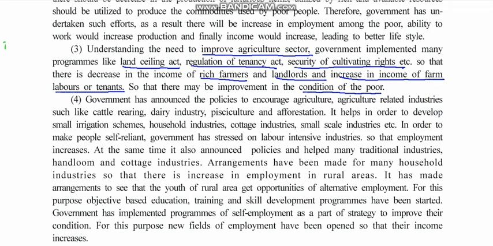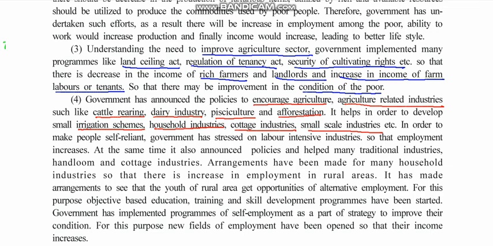Next, fourth, the government has announced policies to encourage agriculture related industries, such as cattle rearing, dairy industries, pisciculture, meaning fishing, and afforestation. It helps in order to develop small irrigation schemes, household industries, cottage industries, and small scale industries. So the government is supporting all this, and is trying to develop all these areas so that poor people can get support out of it.